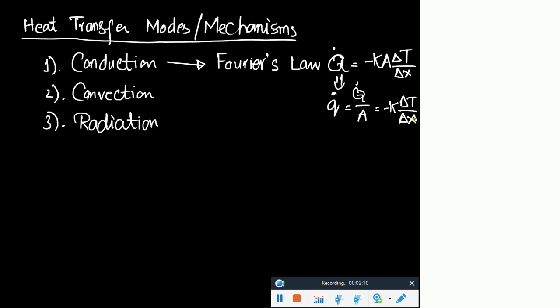Sir, why do we write negative k instead of positive? Generally, you would write del T equals T2 minus T1. Heat flows from where to where? From higher temperature to lower temperature. So in this case T1 would be greater than T2, which would make this term negative. So just to make it positive, you give a negative sign at the end. This is how you represent it.